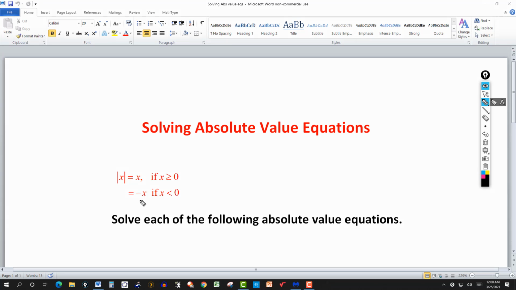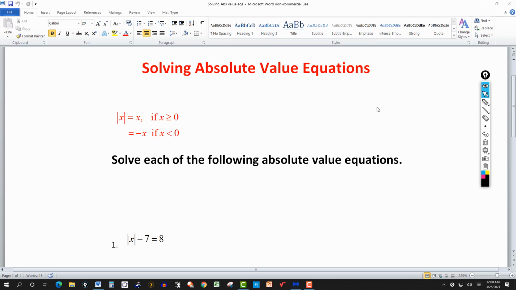So you might ask, well, this x has a negative in front of it, so it has to be negative. Okay? But remember, we're saying that x is less than 0. So if x is less than 0, or negative, and you put a negative in front of it, or multiply it by negative 1, it's positive. Okay? So we'll look at the first one here.